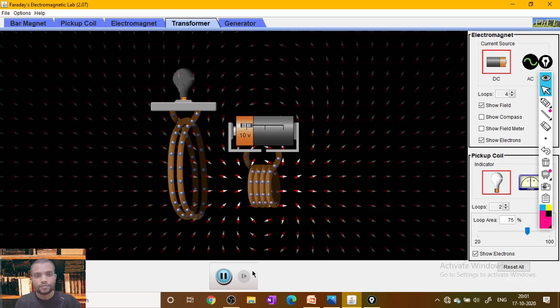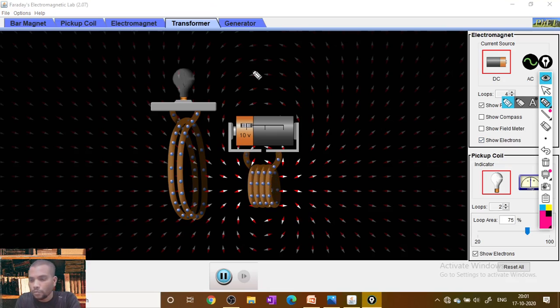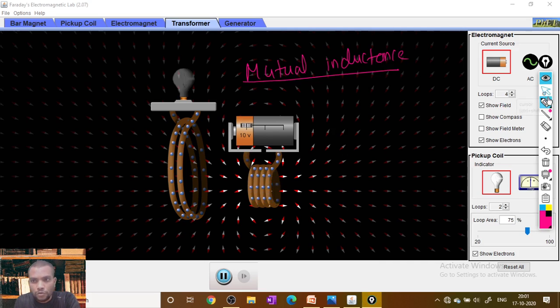Hi guys, today's class I would like to discuss mutual inductance. Mutual inductance is an interesting phenomenon. It is the production of induced EMF in one coil due to change in the current in another coil.